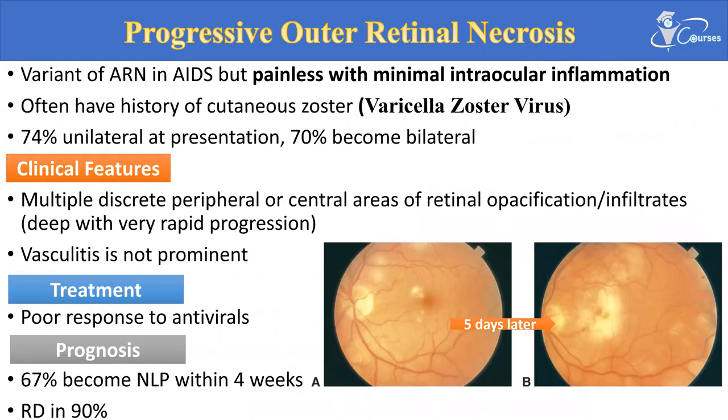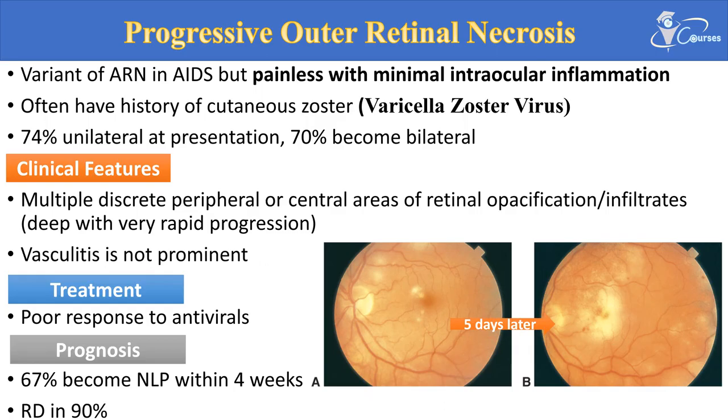Another form of viral retinitis is called progressive outer retinal necrosis. This is another variant of acute retinal necrosis, but occurs in HIV patients. Since they have HIV, they don't have immunity, so they will be painless with minimal intraocular inflammation, and often with a history of cutaneous zoster. Progressive outer retinal necrosis usually is due to the varicella zoster virus. So varicella zoster virus can cause acute retinal necrosis in immunocompetent patients or progressive outer retinal necrosis in immunocompromised or HIV patients.